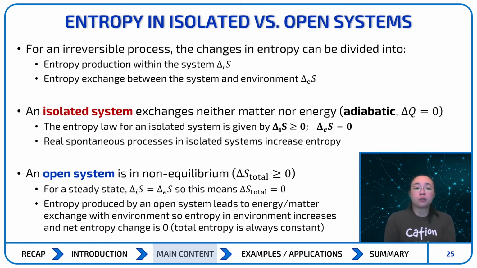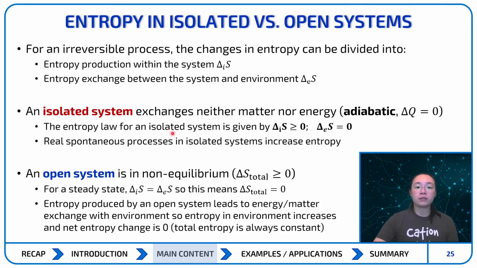Now, taking a look at entropy in isolated versus open systems, for a reversible process, the changes in entropy can be divided into two different types. It can be entropy production within the system, which we call an internal change in the entropy, and there can be an entropy exchange between the system and the environment, which we call an external or environmental change in entropy. An isolated system, we know, doesn't exchange matter or energy, so it's adiabatic. That means delta Q is equal to 0.